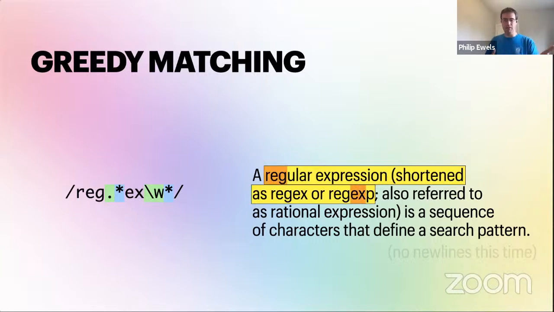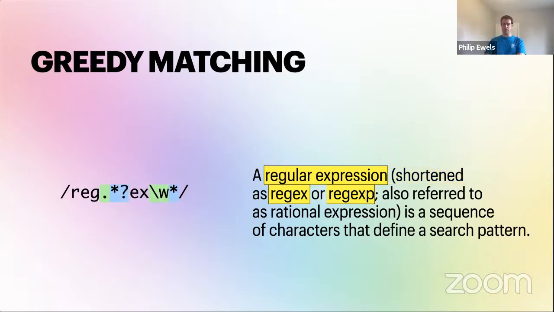So yeah, just to be clear, this is treating the whole thing as a single line this time, and it goes from the reg to the exp, if that makes sense. So of course you can control this. This is a greedy quantifier by default, but we can make it non-greedy, or lazy, by adding a question mark after it.